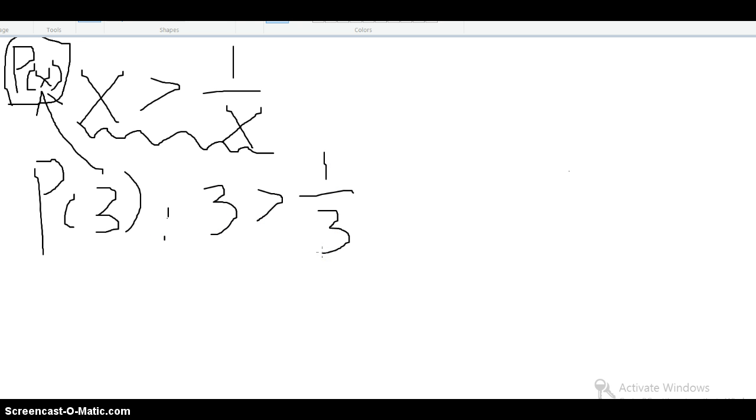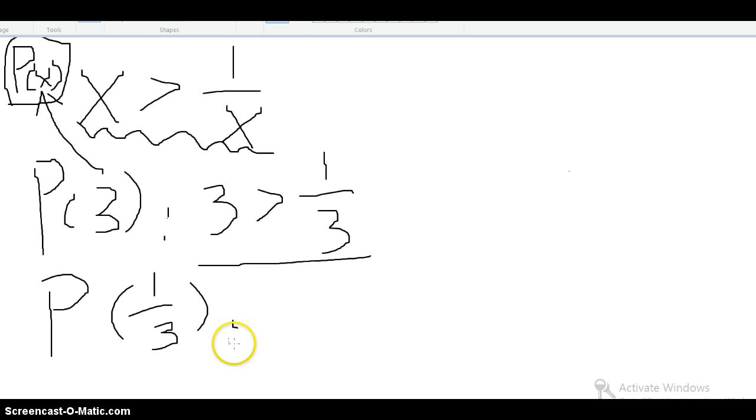So after you replace x with the number 3, that's P of 3. Similarly, we can do P of 1/3. The left side is x, so x is 1/3 now, and greater than, the right side is 1 over x. 1 over something means the reciprocal. Reciprocal means you flip the number you have. So the right side, you will have to flip the number x, which is 1/3 in this case. When you flip 1/3, you get 3 over 1.